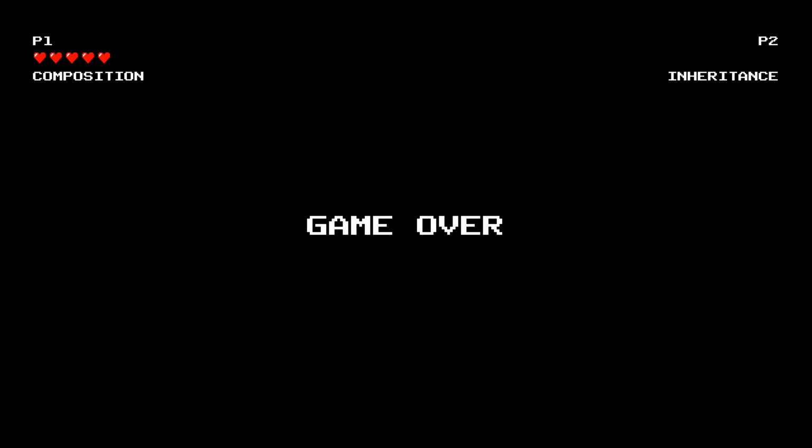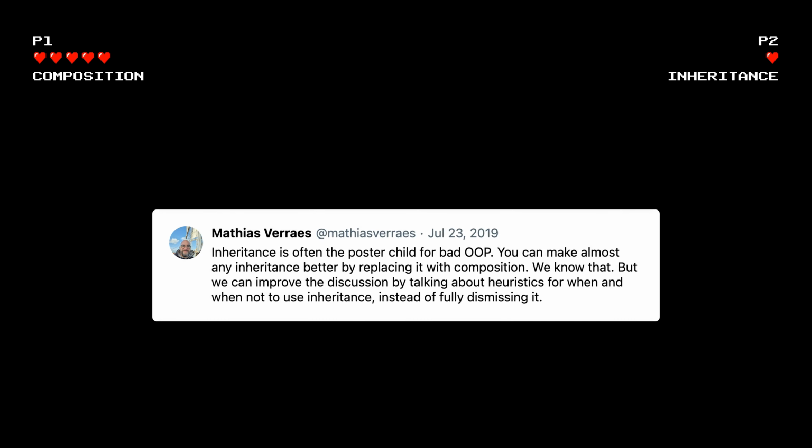Well, would I advise you to favour composition over inheritance? Yeah, I would. But not all inheritance is bad and we should not blindly avoid it. Composition and inheritance are just tools. Instead, I love this take from Mathias Verraes on defining heuristics on when and when not to use inheritance.